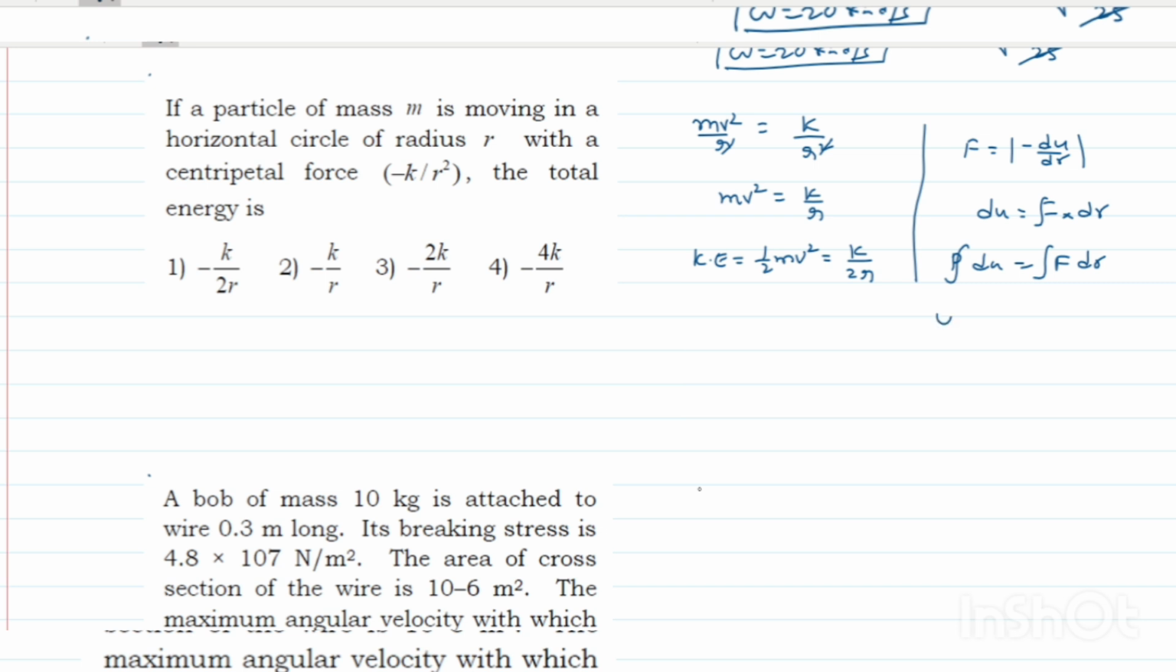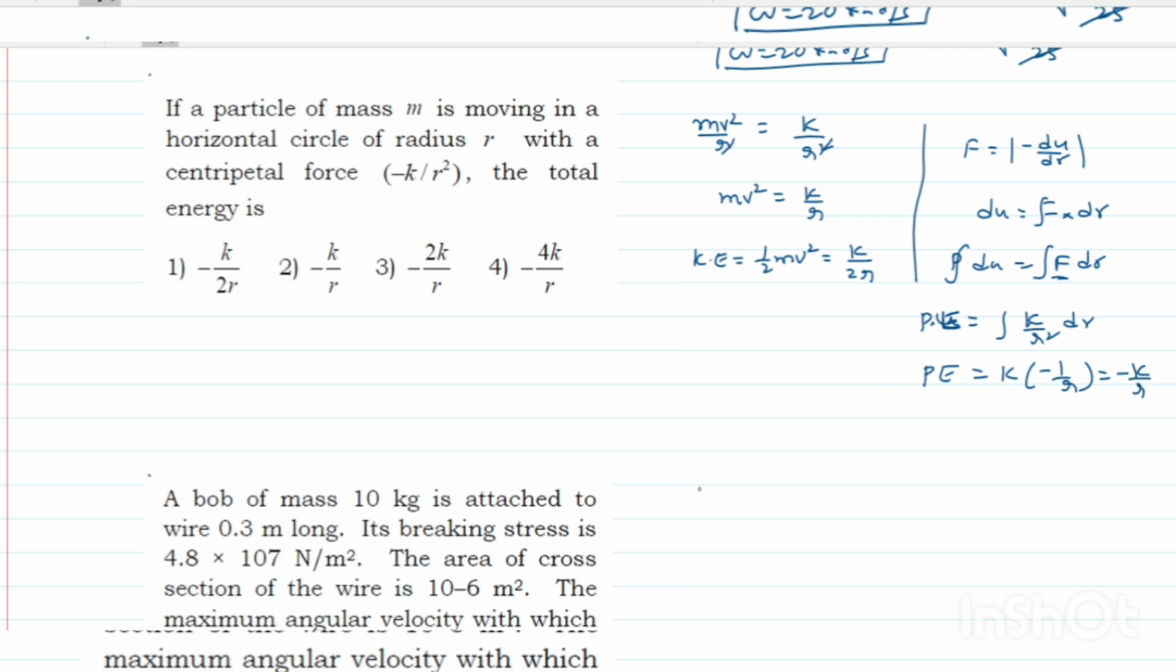So here integral dU is nothing but U, potential energy, which will be equivalent to the centripetal force, already given as k by r square, into dr. Here k is a constant value, integral 1 by r square dr will be minus 1 by r. Here also I am taking the force magnitude not as minus k by r square, I just take it as k by r square, whereas in the previous case also I just considered only the magnitude. So now the potential energy you got is minus k by r.